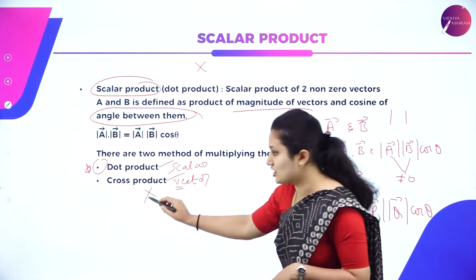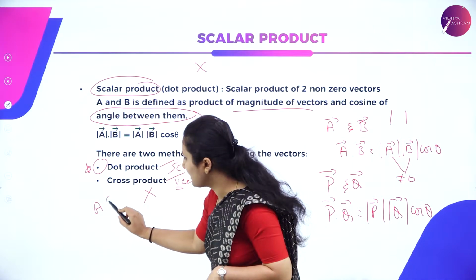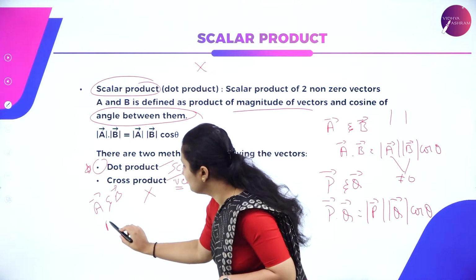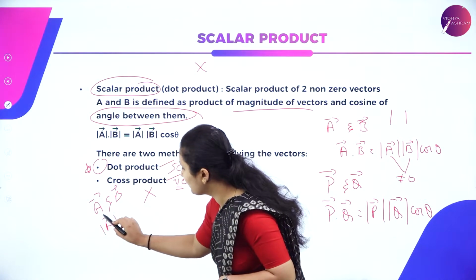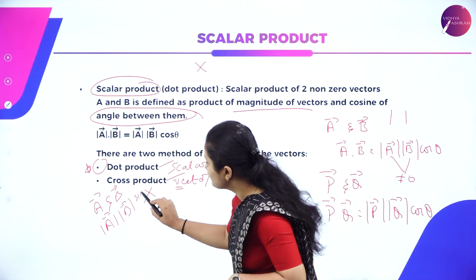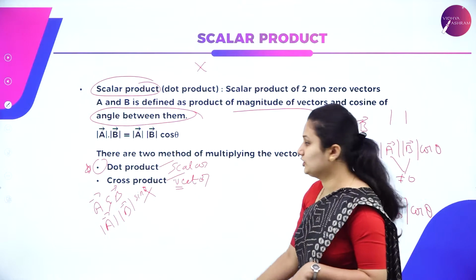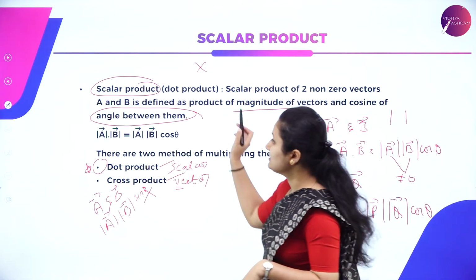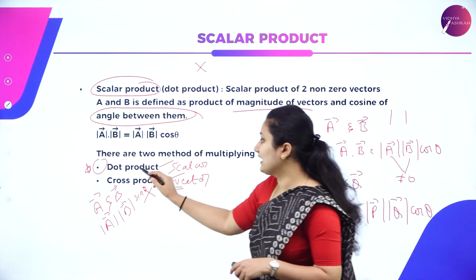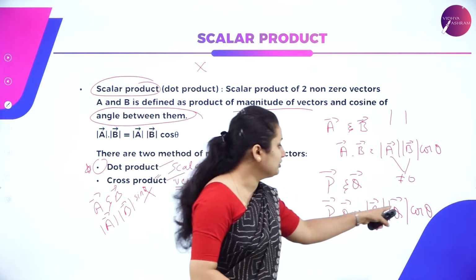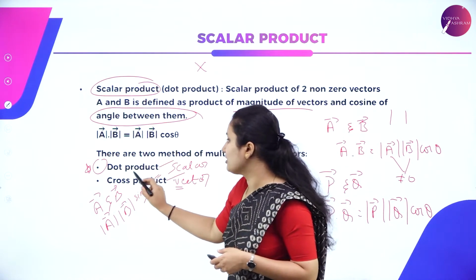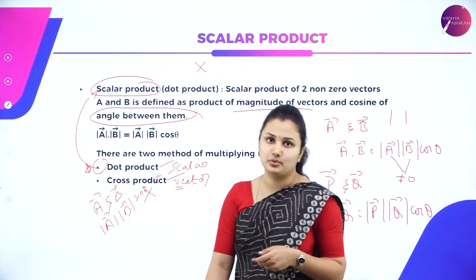In terms of the cross product, if you have two vectors A and B, it will be the magnitude of A times the magnitude of B times the sine of the angle between them. We use sine theta here. In the case of the dot product, it is the magnitudes of the two vectors and the cosine of the angle between them. Dot product is also called the scalar product.